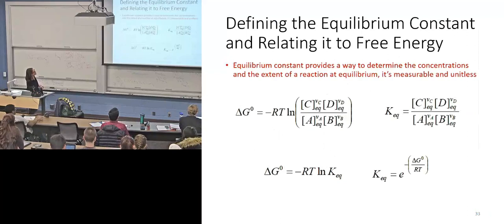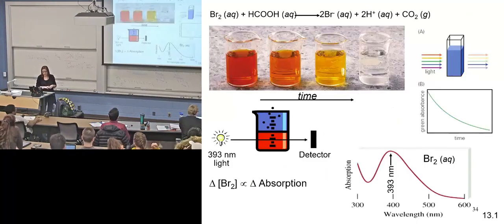There they are. The equilibrium constant provides a way to determine the concentrations and the extent of a reaction at equilibrium. It's measurable and it's unitless. So here's an example of, say, molecular bromine. It's a reddish-brown color, and as it reacts with formic acid, it turns colorless.